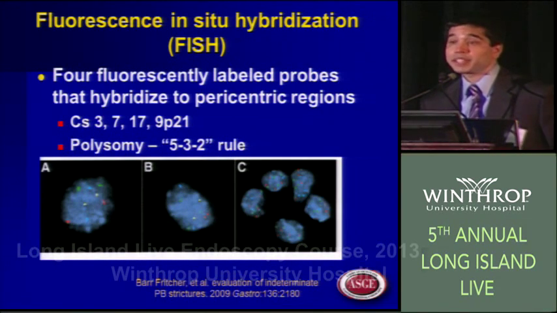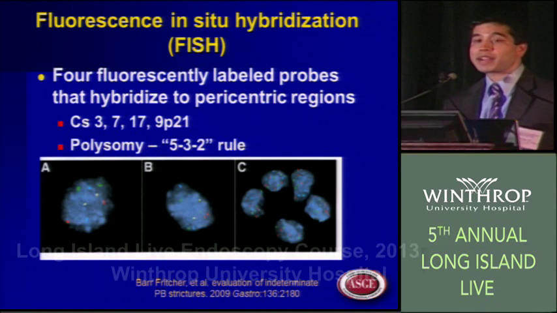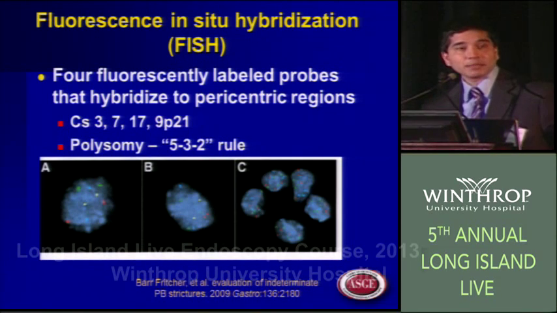FISH is something that many of you may already be incorporating in your practices. It's fluorescently labeled DNA probes that are actually looking for chromosomal abnormalities. And there's actually 4 to 5 different abnormalities that are looked for, and polysomy is really what you're interested in.